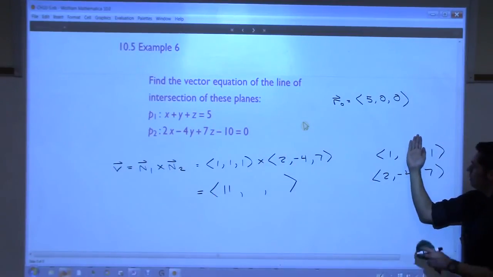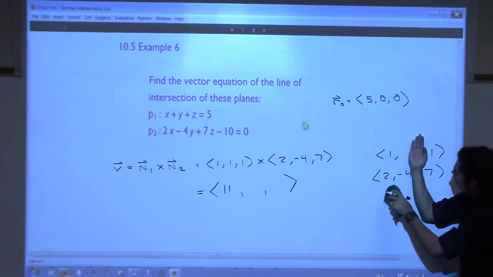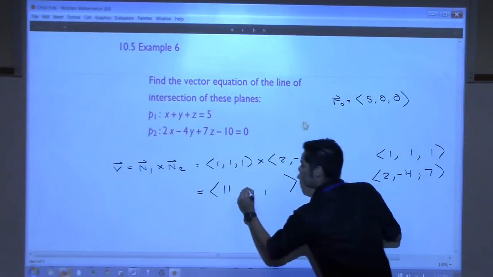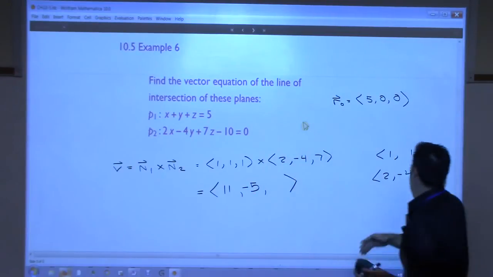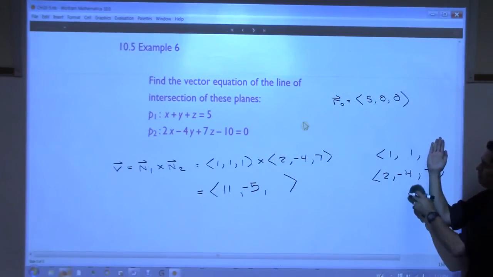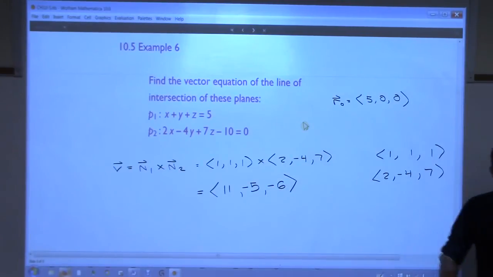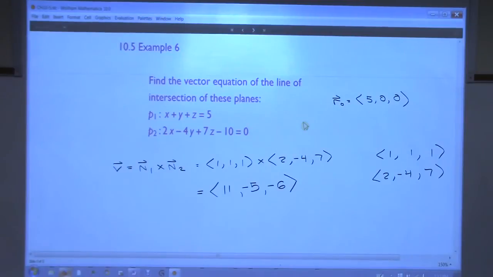Okay, cover up this one. Let's see, 7. Take away 2, that's 5, but then change the sign, so negative 5. And then this one, negative 4, take away 2, negative 6. Don't change the sign, just leave it. That's it. That vector should be pointing in the same direction as our line.